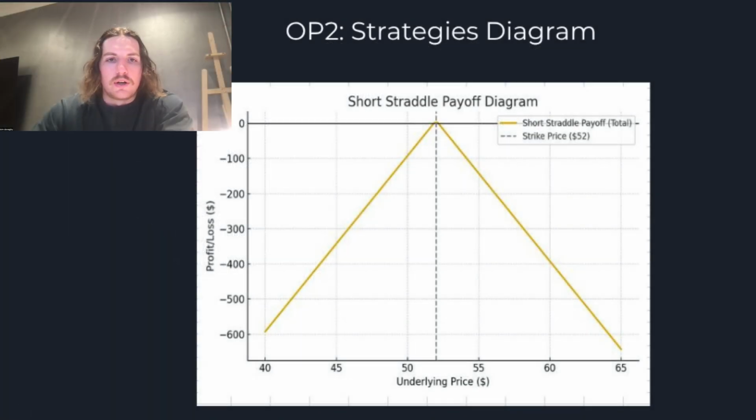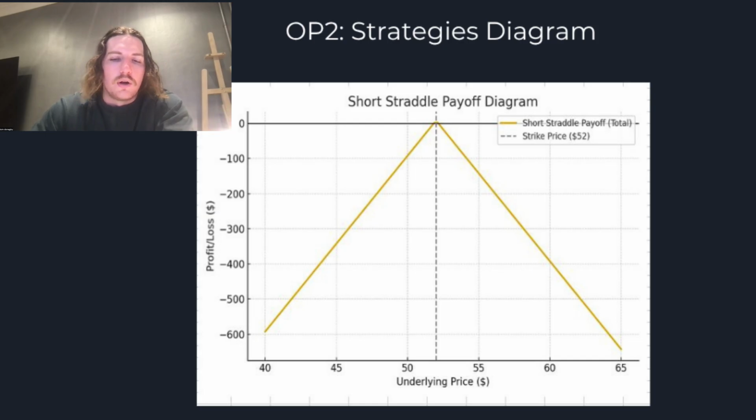The short straddle strategy payoff diagram illustrates the outcomes which involve selling both a call and a put option at the same strike price as well as the same expiration date. The payoff diagram takes the shape of an upside down V, showing the maximum profit earned when the underlying closes at the strike price of $52. Both options expire worthless and the premium is collected by the trader.